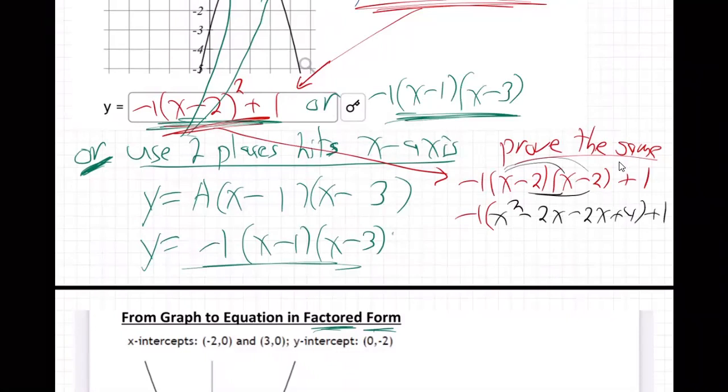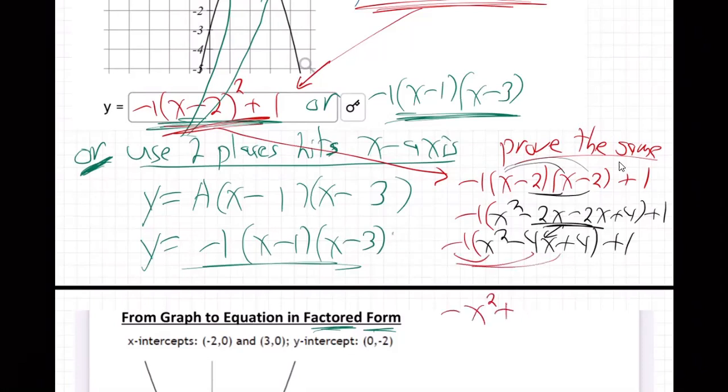And now it's a little more painful than I expected. So, all right, we'll get there. X squared minus 4x plus 4. I just combined these two to be minus 4x. And then the -1 is going to go boom, boom, boom. Get minus x squared plus, it's going to change all the signs, right? Minus 4 plus 1, which is minus x squared plus 4x minus 3.